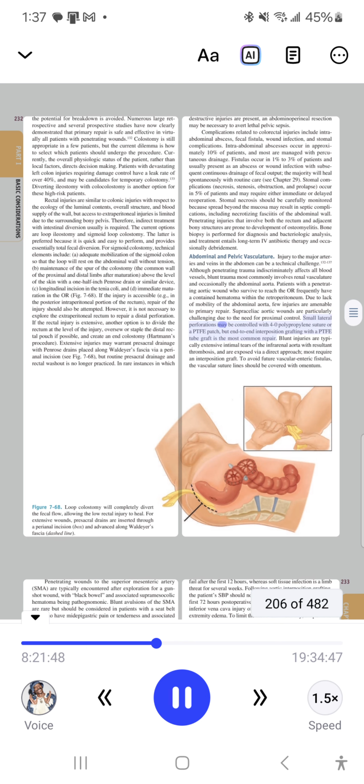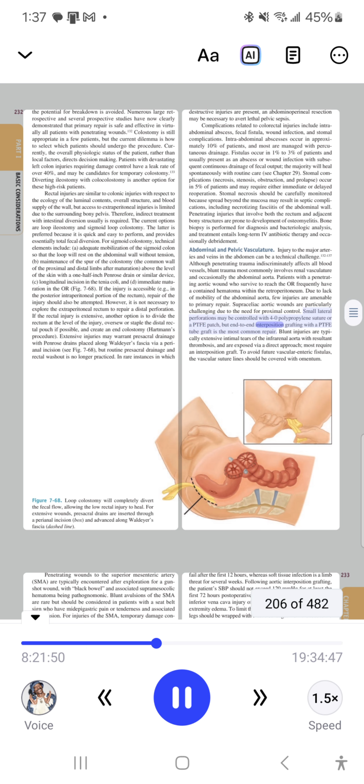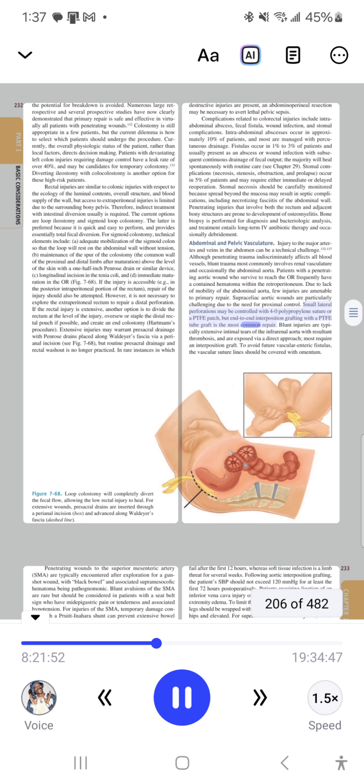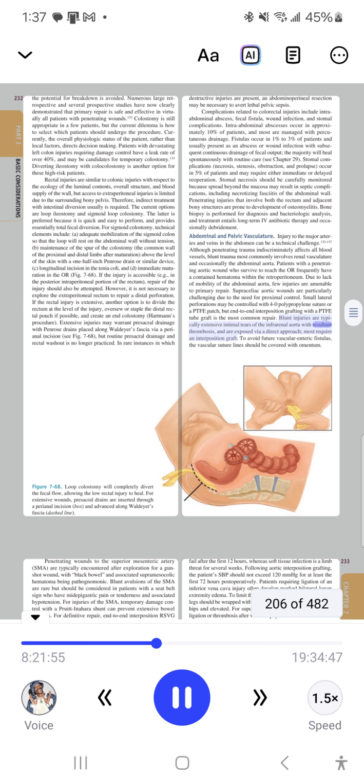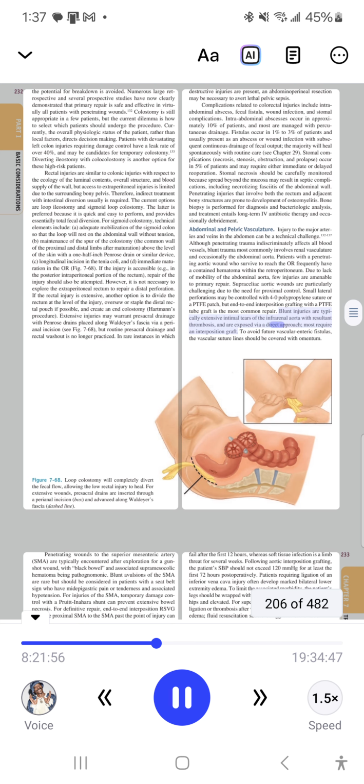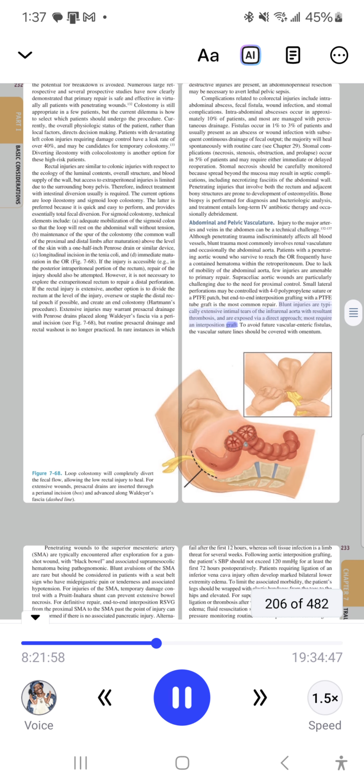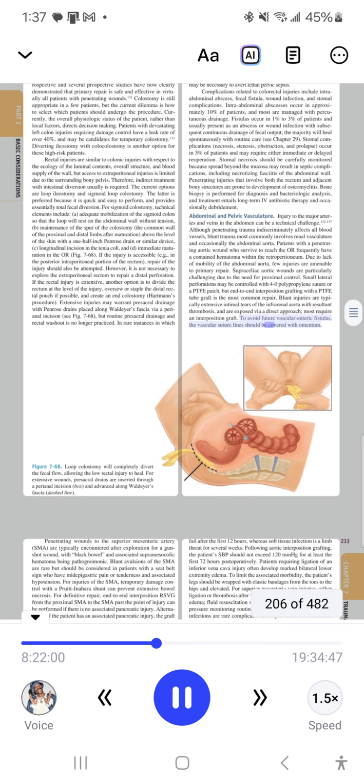Small lateral perforations may be controlled with 4-0 polypropylene suture or a PTFE patch, but end-to-end interposition grafting with a PTFE tube graft is the most common repair. Blunt injuries are typically extensive intimal tears of the infrarenal aorta with resultant thrombosis, and are exposed via a direct approach. Most require an interposition graft. To avoid future vascular enteric fistulas, the vascular suture line should be covered with omentum.